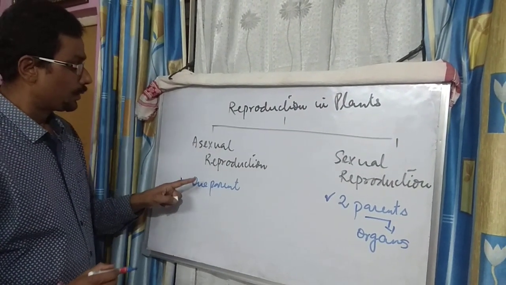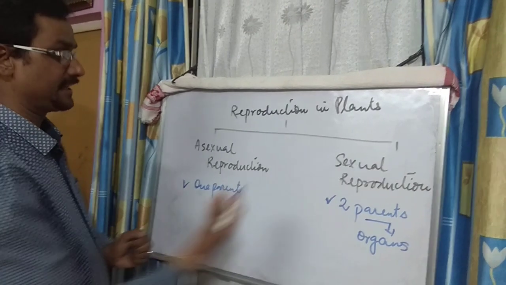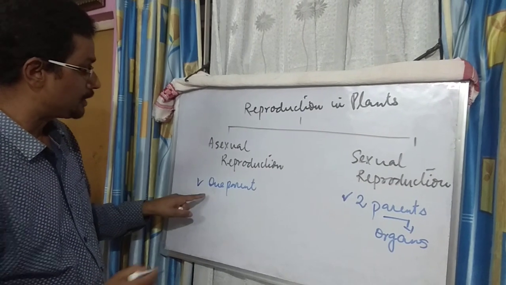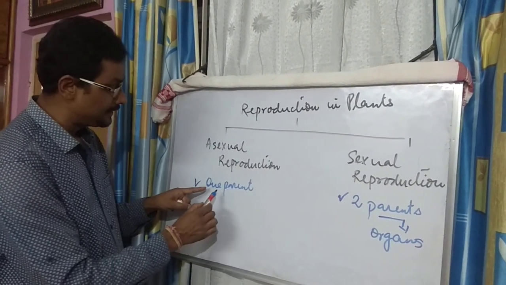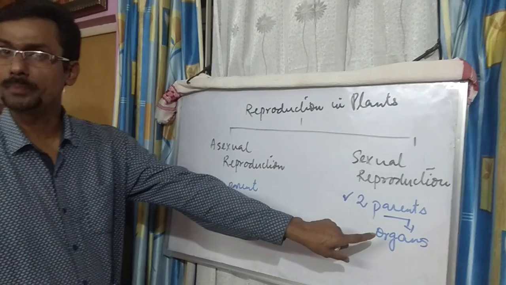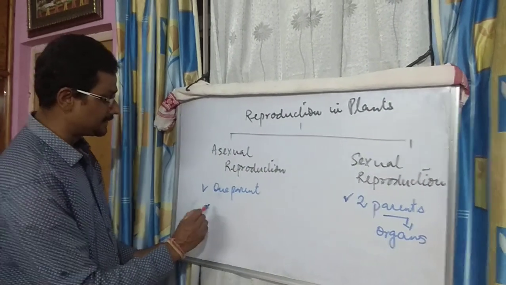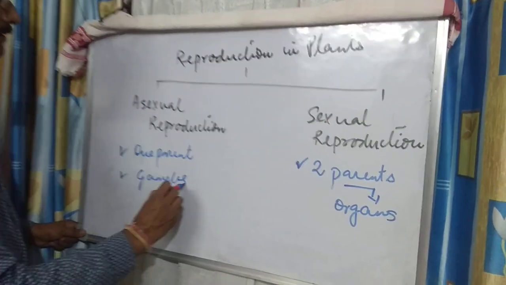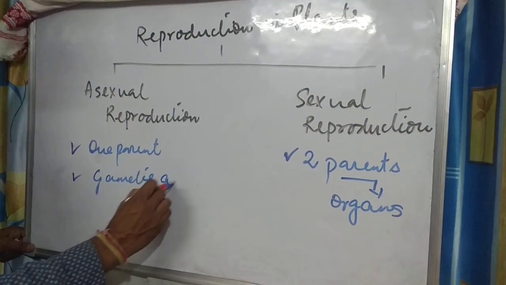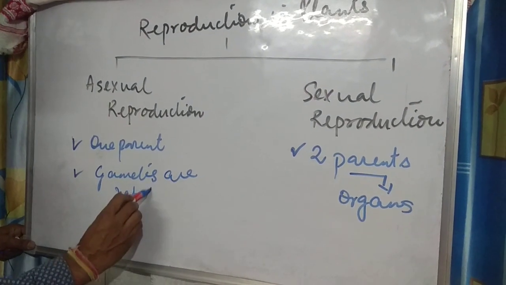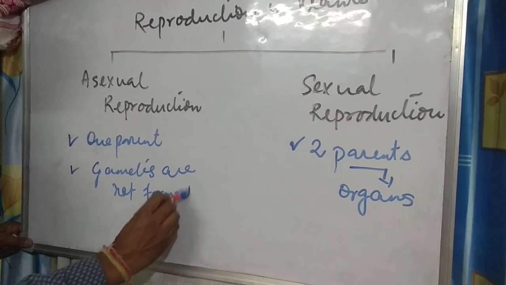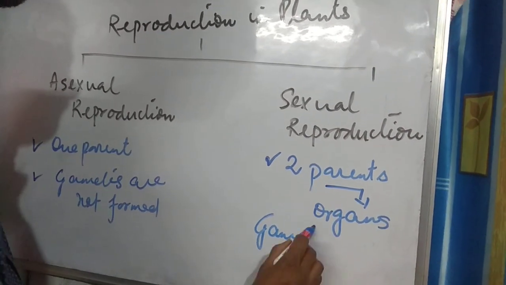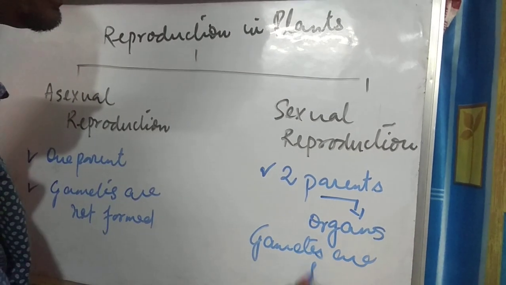Now, let's look at the difference between these two, asexual and sexual reproduction. In case of asexual reproduction, as I told you earlier, one parent is needed. Here, two parents are needed. Here, gametes are not formed. Here, gametes are formed.